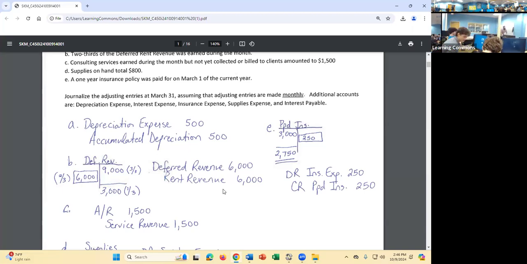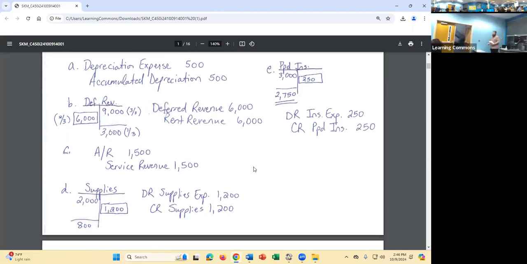Okay. Those that are looking at the screen kind of have a give me on this last one, but we'll cover it just to make sure we're on the same page. So the next one, the last one of this part, says a one-year insurance policy was paid on March 1st for the current year. Where is that insurance policy money currently sitting? If we paid for something for a whole year at the beginning of March. Insurance. There's $3,000 sitting in prepaid insurance.